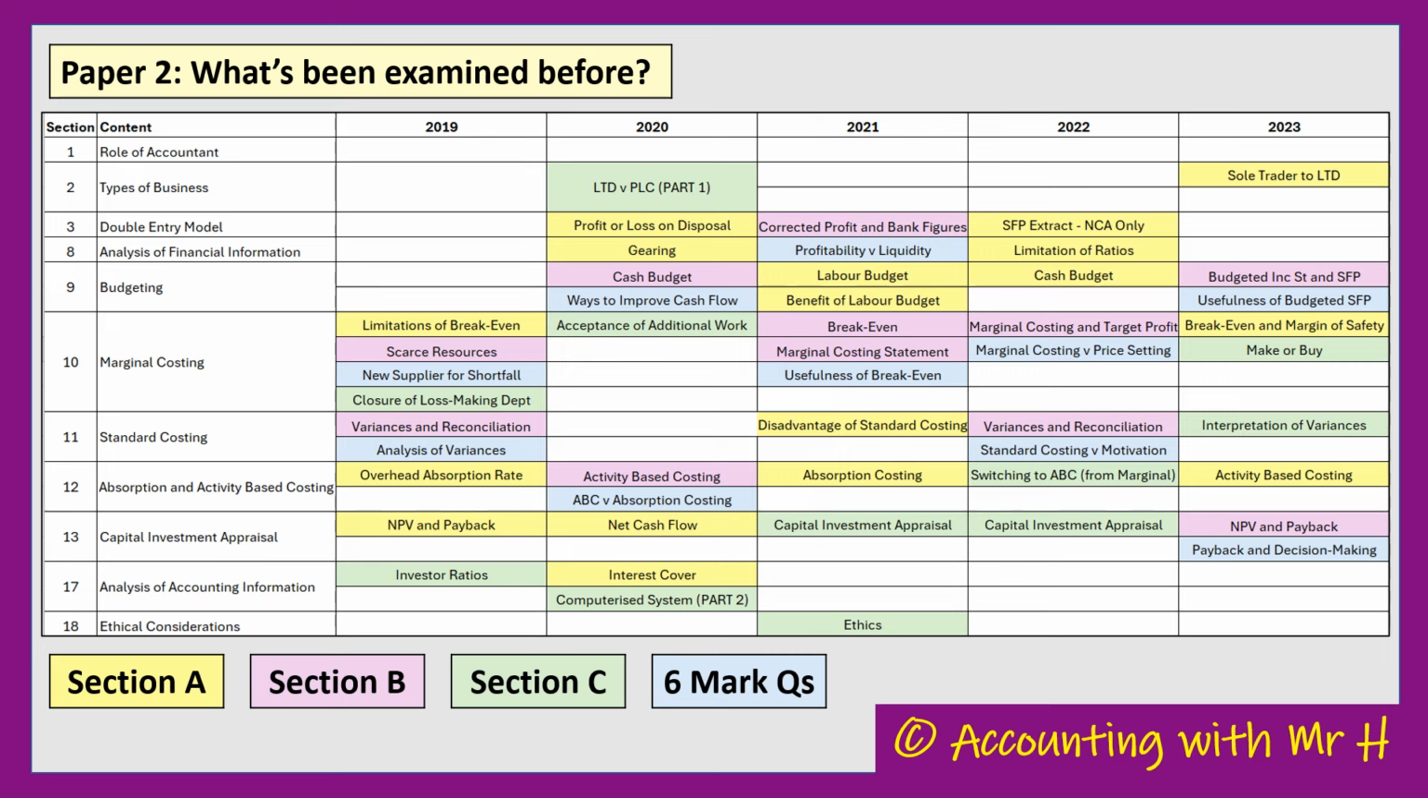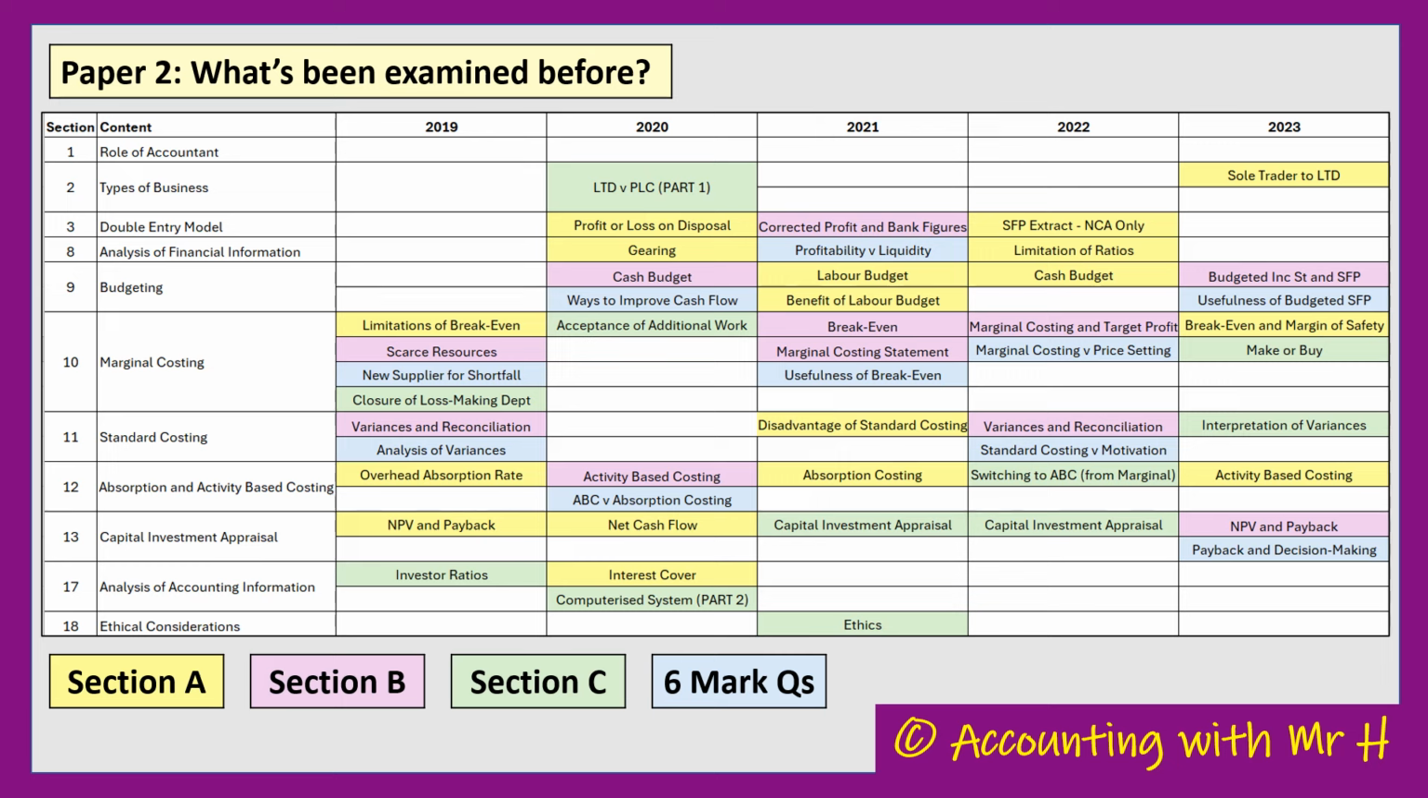Section 17, remember that overlaps with paper 1 as well. They did the classic investor ratio question all the way back in 2019. That's one of their favourite 25 markers, although it tends to be tested more in paper 1. There was also in 2020 a little calculate question in section A, where you needed to know the formula for interest cover to be able to rearrange the formula to work something out. And I've put part 2 there in 2020.